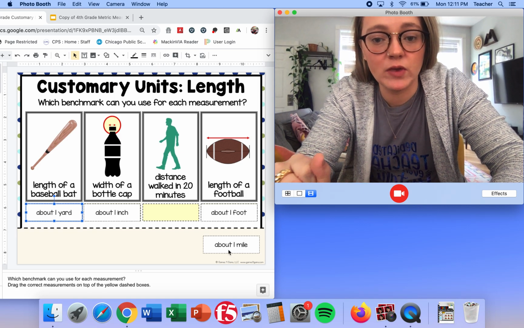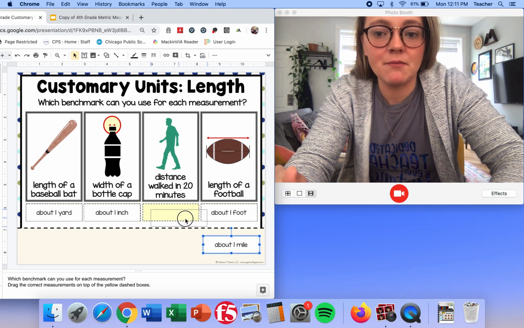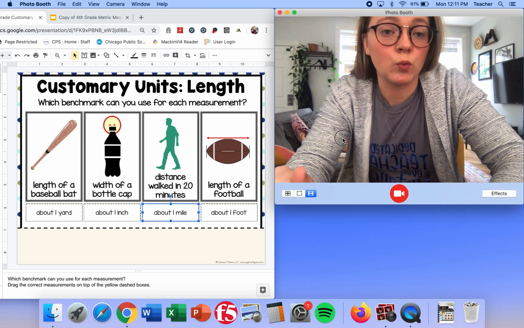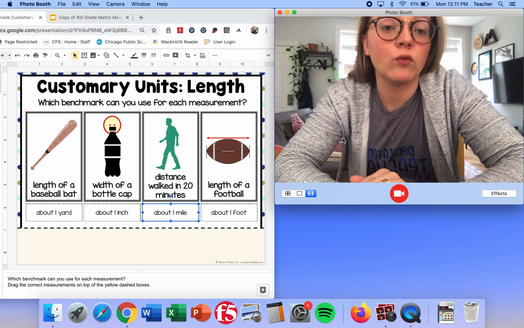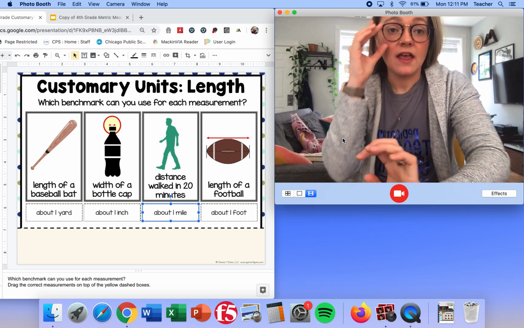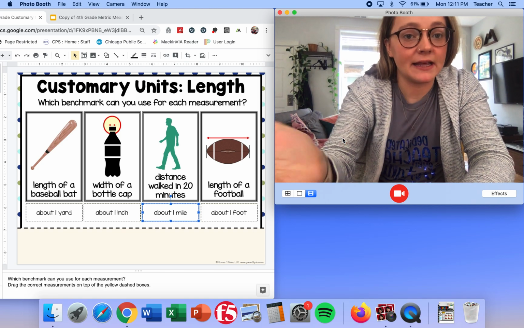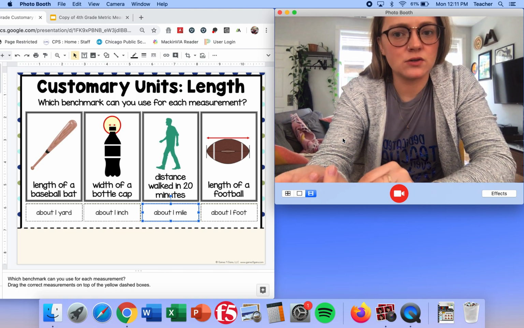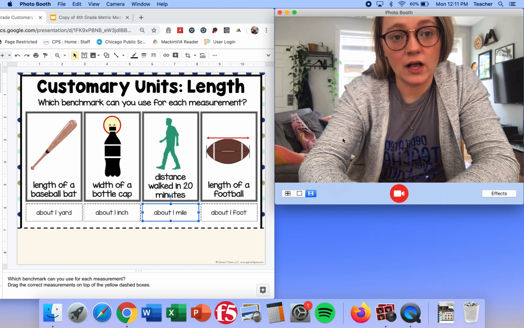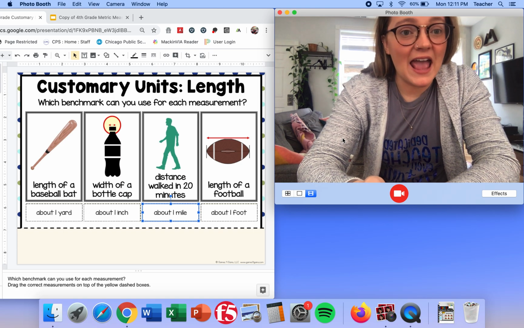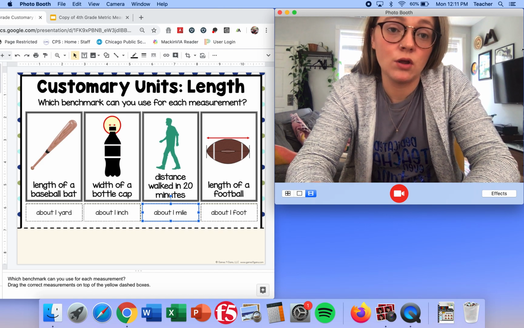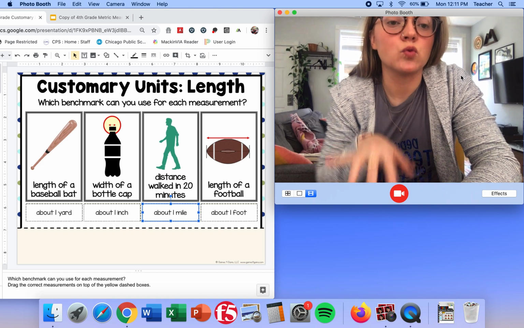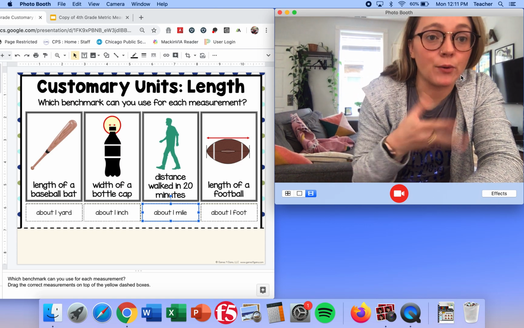Then the longest one we have is a mile. And a mile is about how far you would walk if you walked for 20 minutes. So if I said I live 1 mile away from school, that means it would take me about 20 minutes to walk to school. So if I only live 5 minutes away from school walking, do I live a mile away from school? No. And if it takes me 3 hours to walk to school, do I live a mile away from school? No. If you live 20 minutes walking from something, you live about a mile.